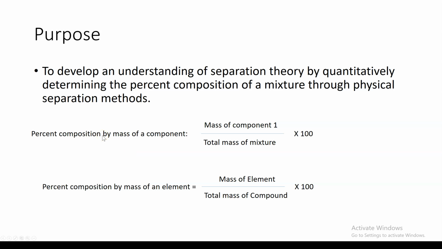A physical mixture is basically very much the same way. It consists of different components, and we can also determine the percent by mass of each of the components. The percent composition by mass of each component can be determined by figuring out the mass of each individual component, divided by the total mass, multiplied by 100%. And that is what we'll be doing in this lab.